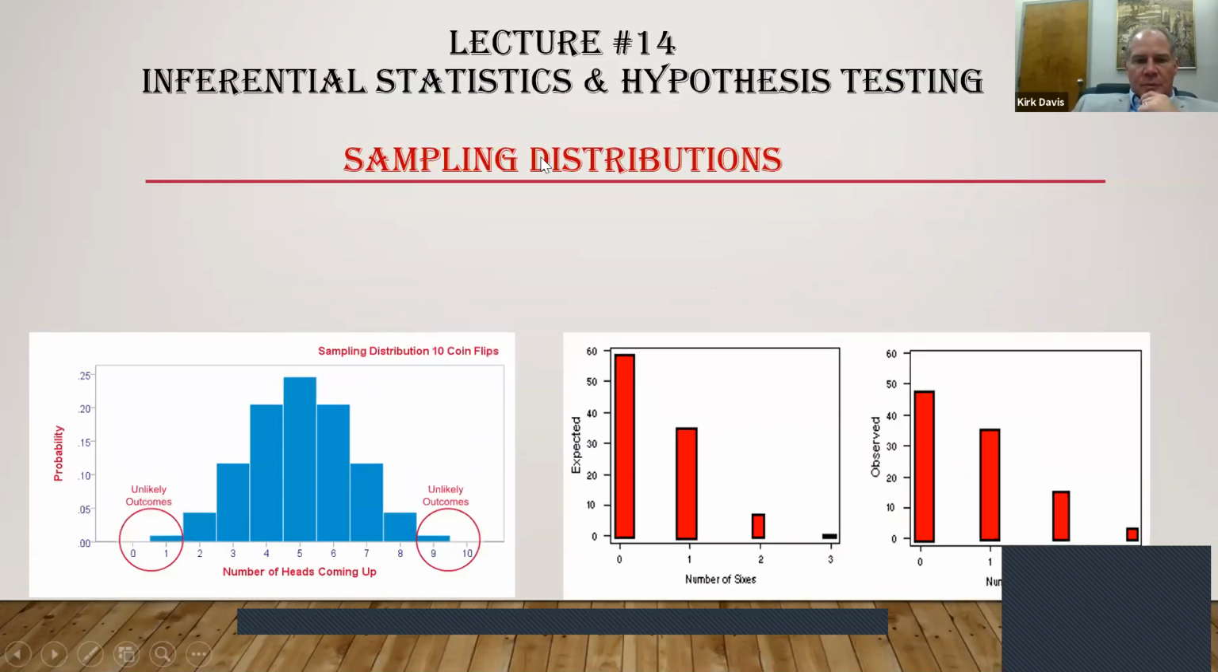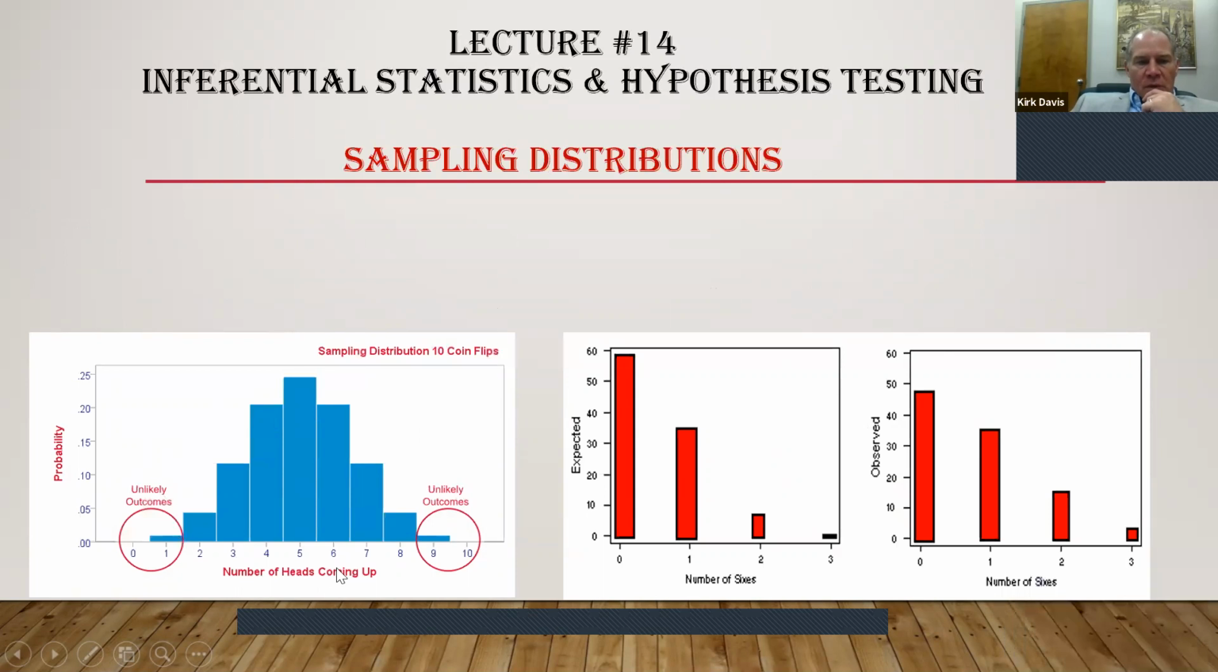So what is a sampling distribution? I've given you two examples of sampling distributions down here. This one is for a coin flip. If I took a fair quarter and flipped it 10 times and recorded the number of heads, and then did it again and again and again, and did this thousands of times, this is what I would expect to see.